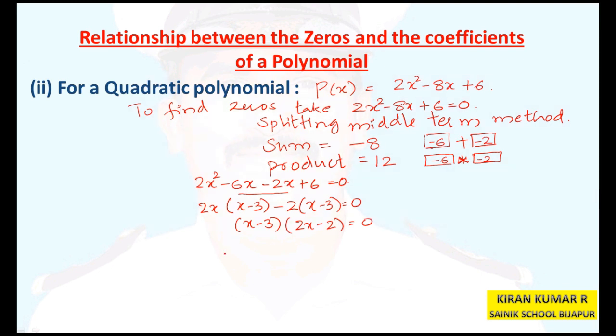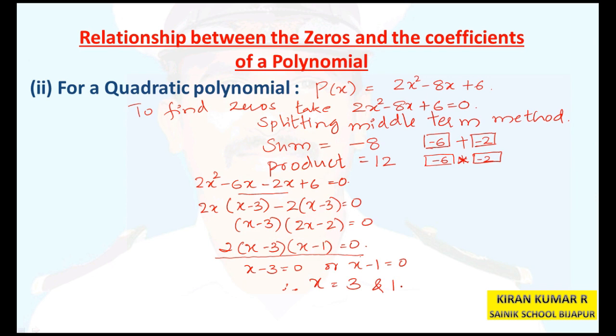Further you observe 2x minus 2 can be taken common. Finally our equation becomes 2 times x minus 3 multiplied by x minus 1 equal to 0. When will this equation become 0? It will become 0 for x minus 3 equal to 0 or else x minus 1 equal to 0, which means x value is 3 and 1, positive 3 and positive 1.